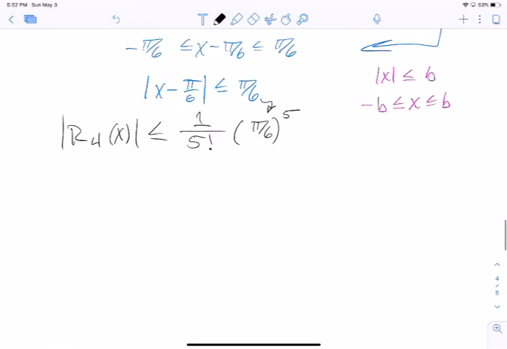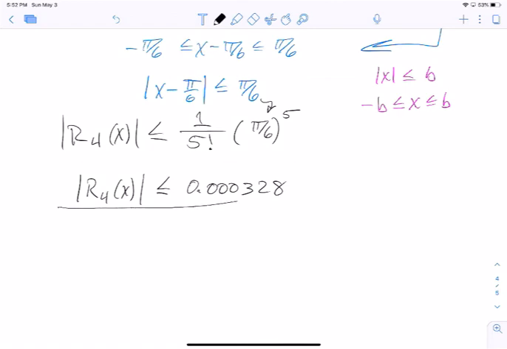Using a calculator approximation, we see that the absolute value of r sub 4 of x is less than or equal to 0.000328. And that takes care of part B.